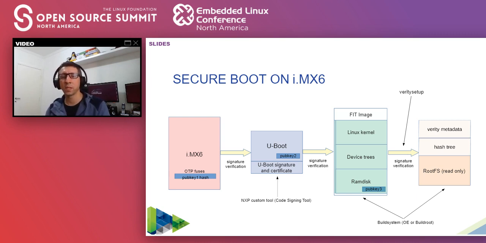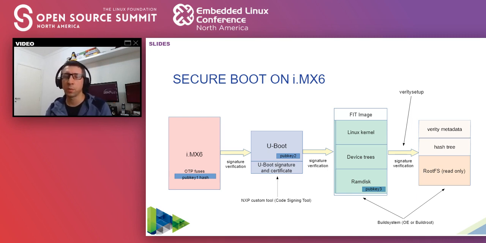Inside this FIT image, we have the Linux kernel itself, device trees, possibly, if we're talking about ARM, and our RAM disk image that is going to boot to check the root file system. Each of these images is going to be signed with a private key, and U-Boot is going to have the public key to check the signatures.